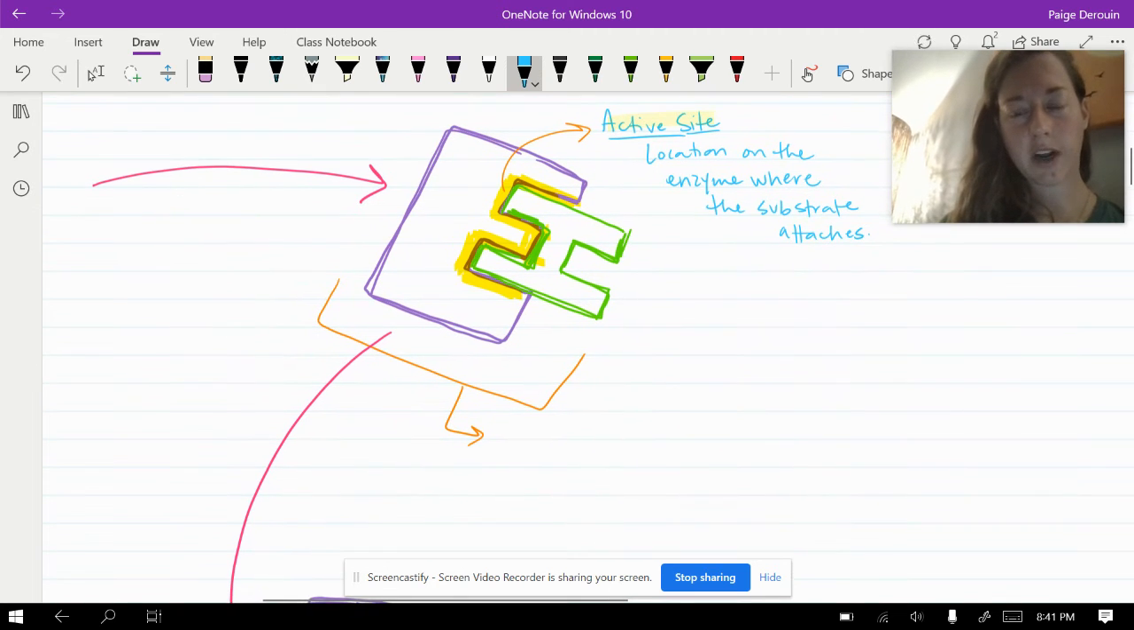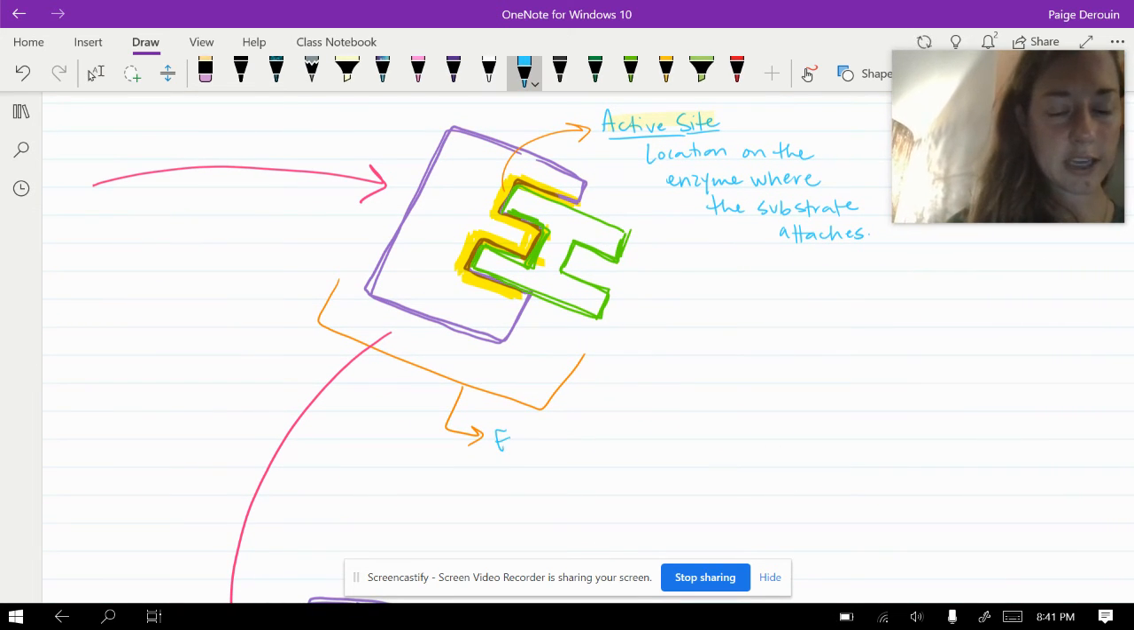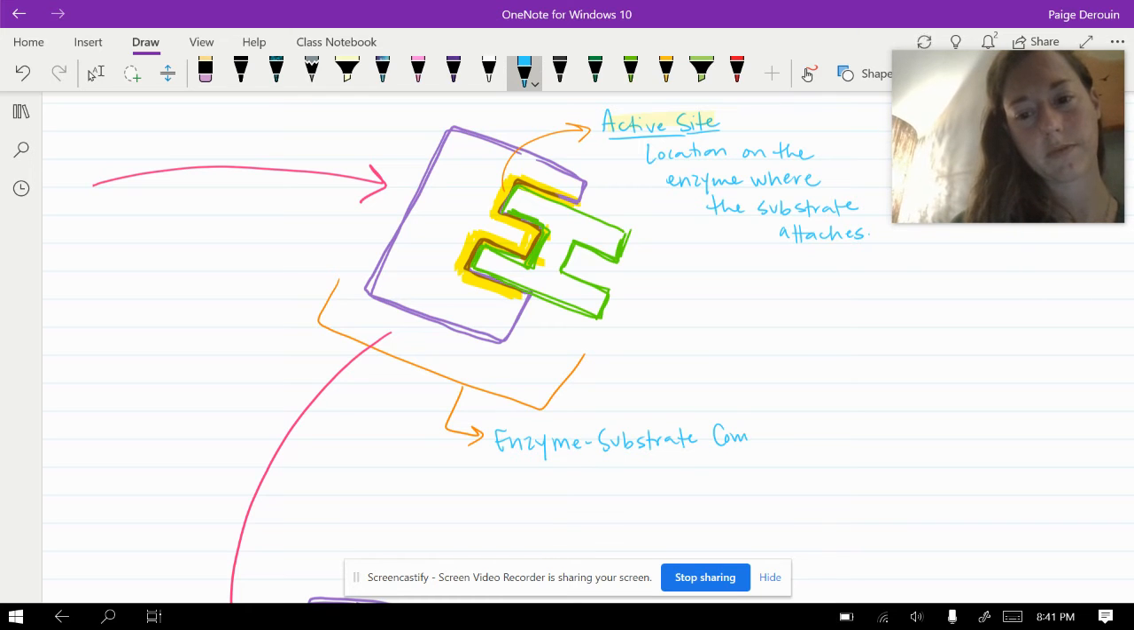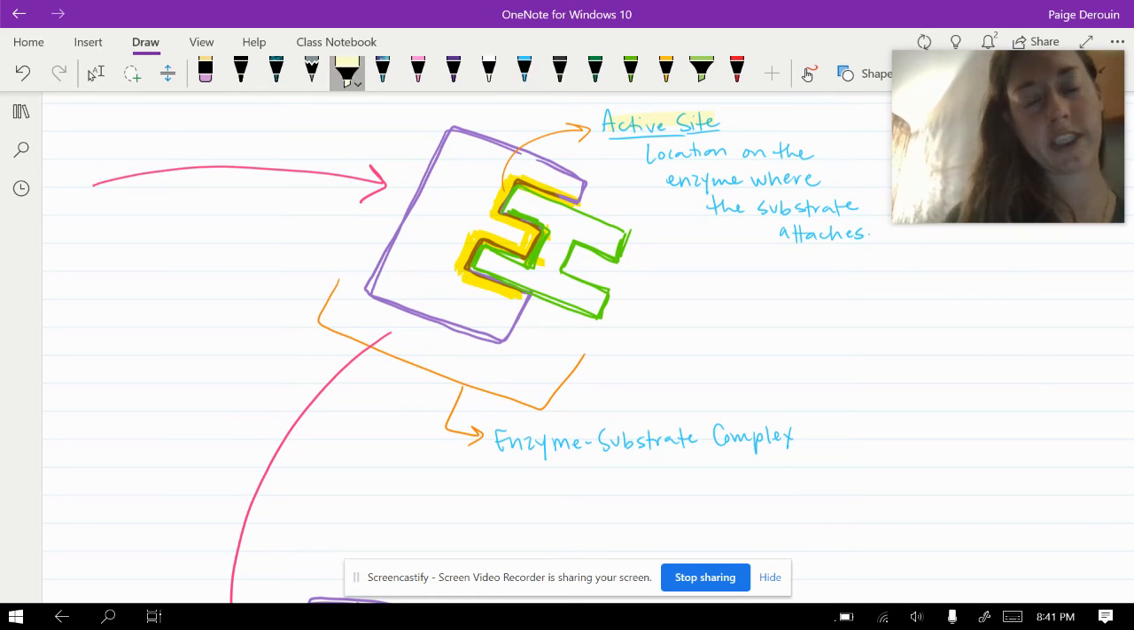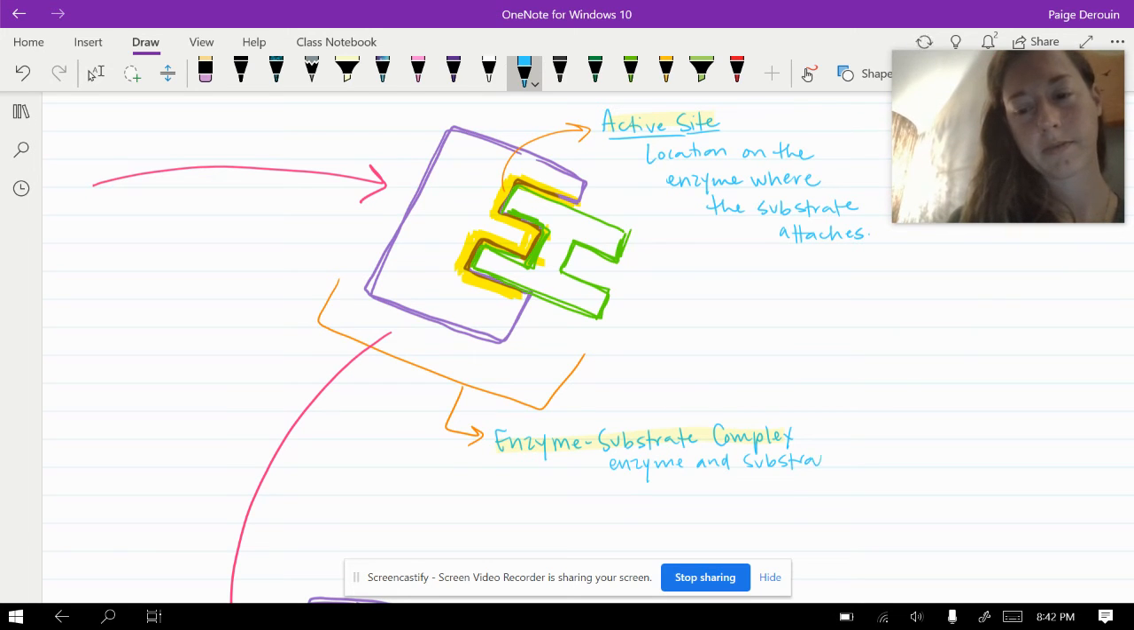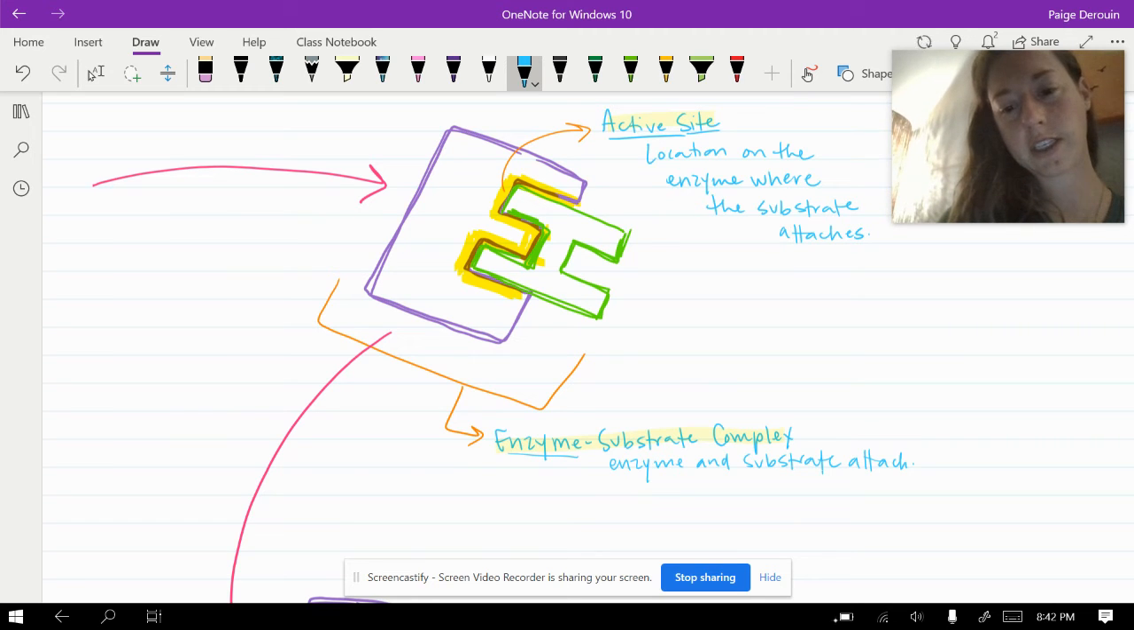When the enzyme and the substrate are combined together, it's called the enzyme substrate complex, which is just a fancy way to say that they're attached to each other. Enzyme and substrate attach. And during this time when the complex is formed is when the enzyme is actually doing the modification of the substrate.